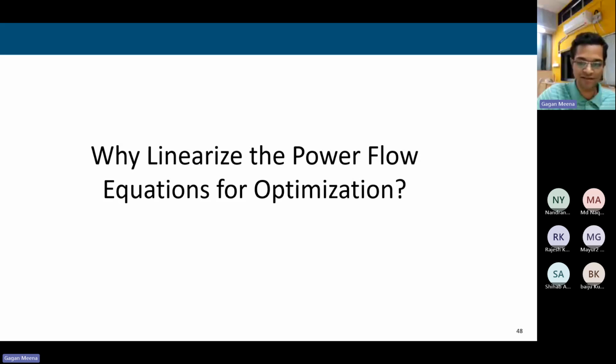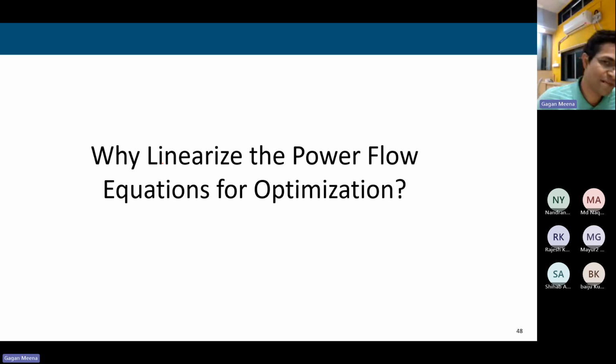One more question is there. Why linearize the power flow equation? This topic came in that optimal sizing and siting of energy storage. Right now, if you have any question in that, you can ask, because I was planning to take that up next week, where we will come across these optimization problems. There we'll discuss. If you have any doubt in that optimal sizing and siting, you can ask.